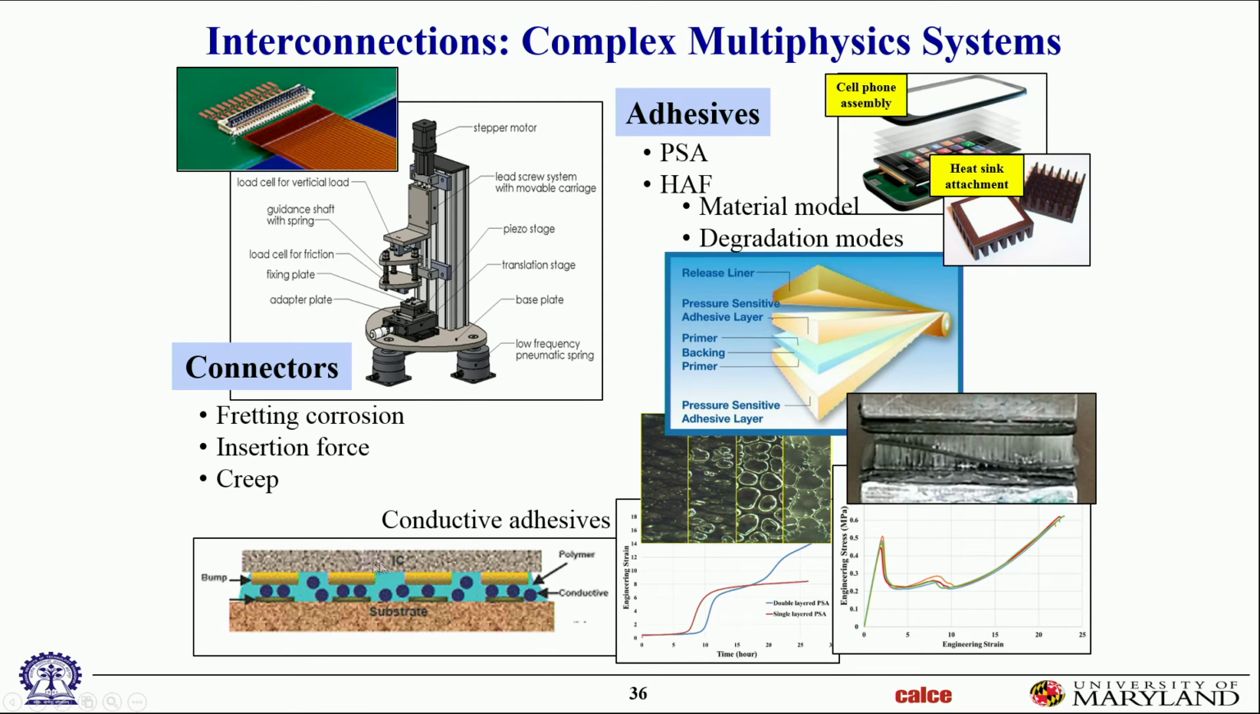Let me start with some of these. This is basically an IC chip on the top. This is the substrate on the bottom. And the interconnection, instead of solder balls, we have a conductive adhesive. A conductive adhesive is nothing but a polymer filled with conductive spheres, little particles, micron scale particles.